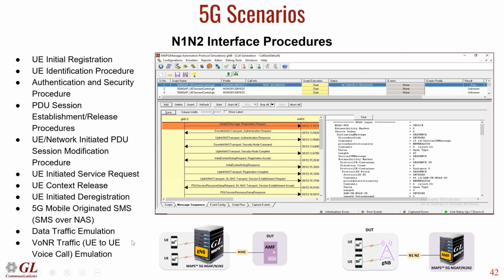With these interfaces, we can act as gNB to test AMF, or as AMF to test gNB, by just simulating N1, N2 and the user traffic.